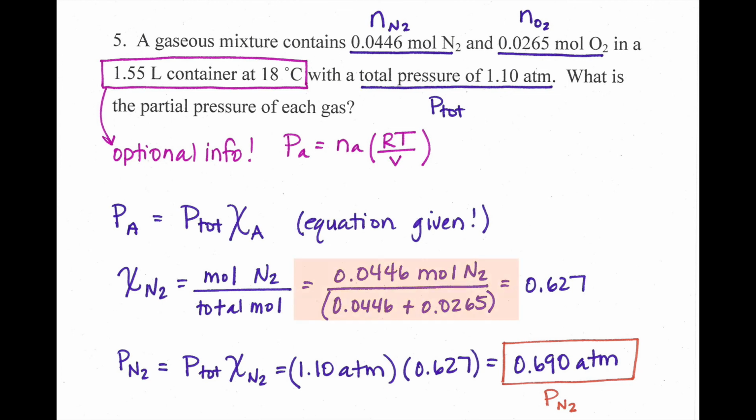So that means we're going to have 0.0446 divided by 0.0446 plus 0.0265. That makes our mole fraction of nitrogen 0.627.